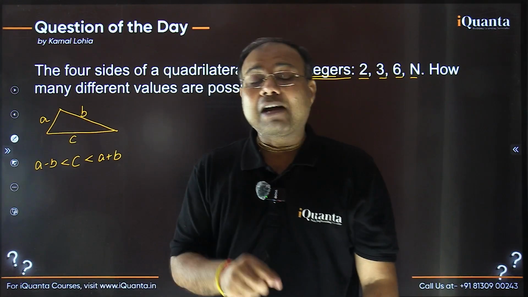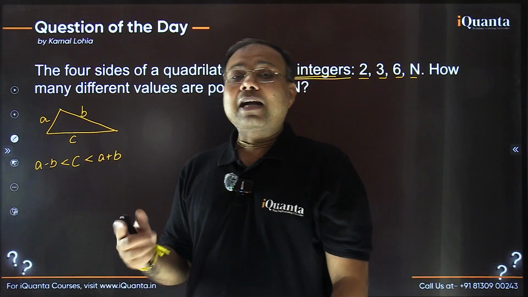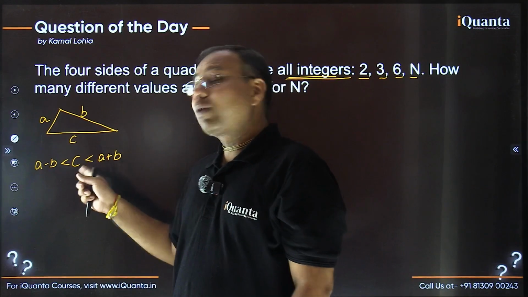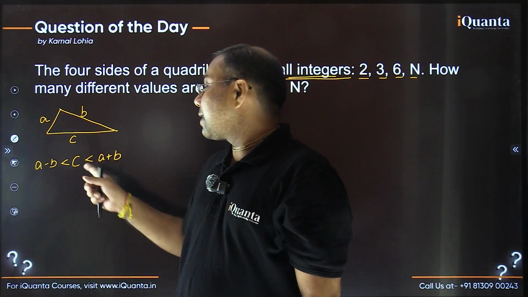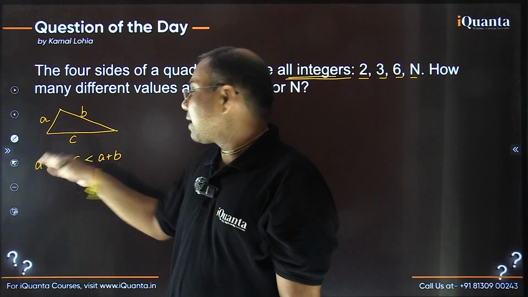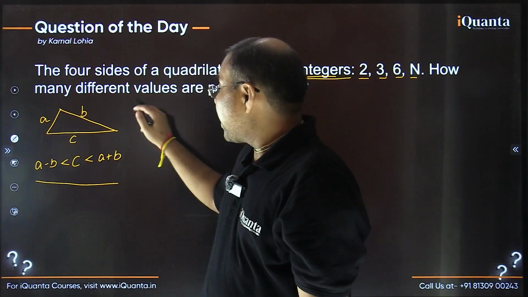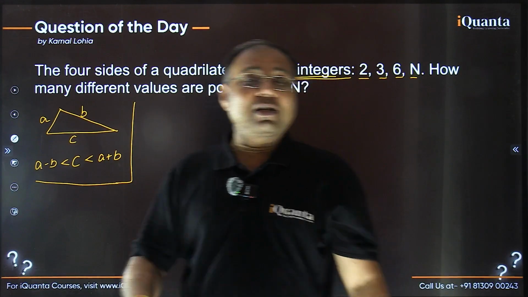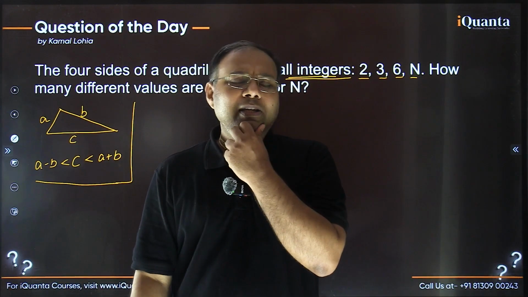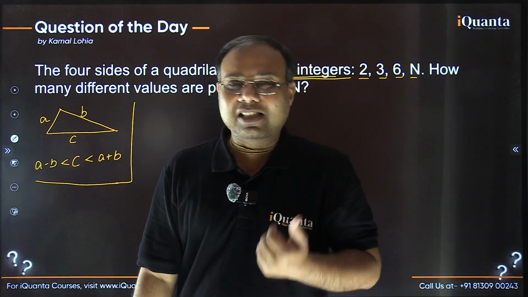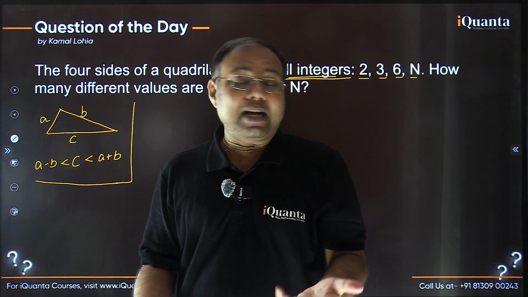So basically, if you have three sides A, B, C of a triangle, the triangle inequality says that the longest side should be smaller than the sum of the other two sides and greater than the difference of the two sides. But now the question is asking about a quadrilateral. We were never taught this, brother. School didn't teach this and we don't know much about it. So how to go about it?